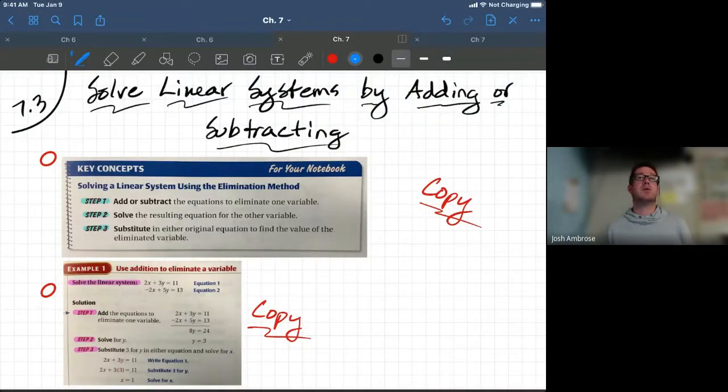Here we go again. Section 3 now. Chapter 7, Section 3. We are looking at solving linear systems by using addition or by using subtraction. Okay, so we're kind of taking it up a notch, and we are solving these systems, but we will be eliminating by either using addition or by using subtraction. And let's go ahead and jump into our notes here.